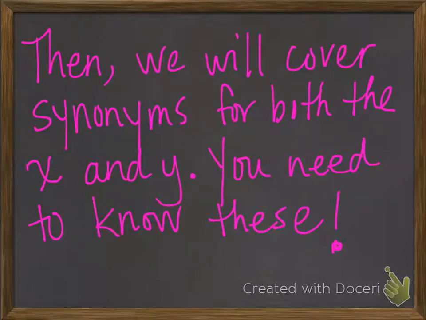Then we will cover the synonyms for both the X and the Y. So that's when we're going to fill in the left side of the page and the right side of the page. Synonyms are words that mean the same thing. So these are other ways that we're going to start talking about the variable X and the variable Y. You need to know these. So you need to get familiar with these terms, understand that they're interchangeable, and be prepared to use all the terms.